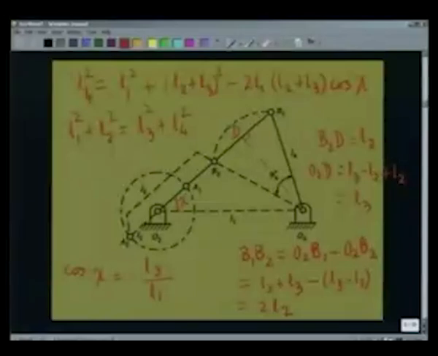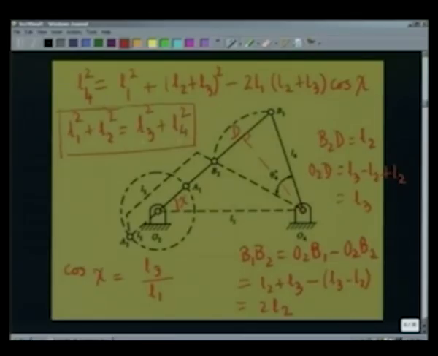Thus, for a 4R linkage to have no quick return effect, the link lengths of a 4R linkage must satisfy this relationship between its link lengths. L1 is the fixed link length, L2 is the crank length, L3 is the coupler length, and L4 is the follower length.